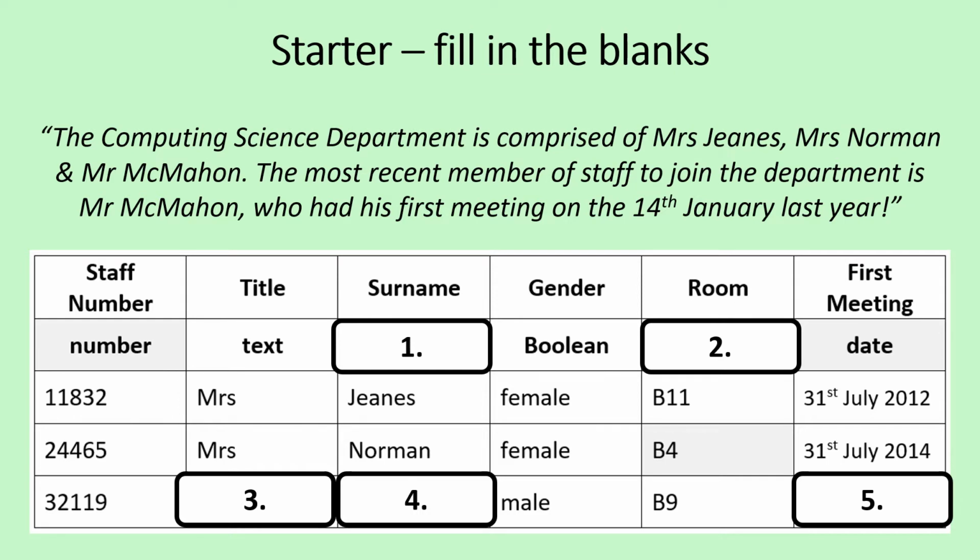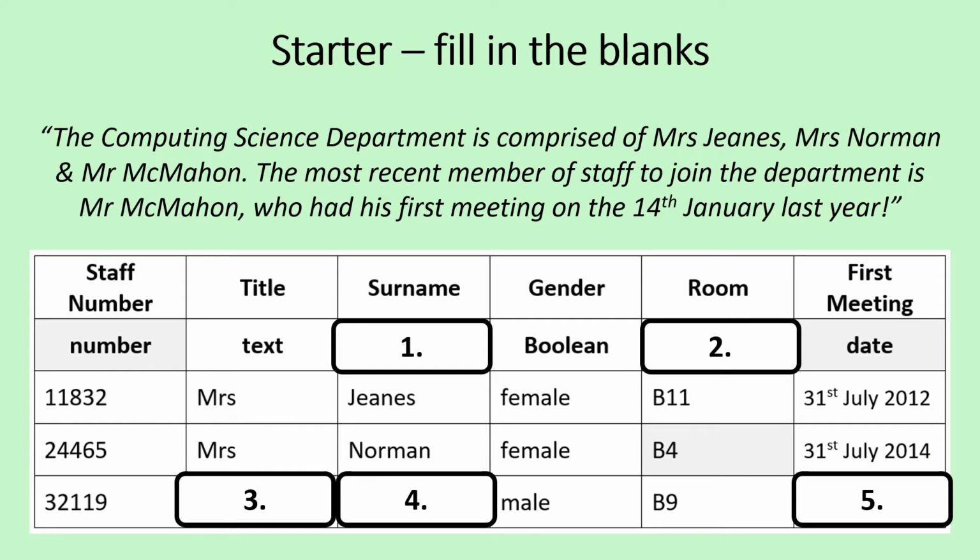Moving on then to number 3. Here's a title. Now, number 3, you have to fill out with the actual piece of information. And as I said, you'll find the answers in the paragraph at the top. So if you've read that, you'll know that number 3 and 4 should be Mr. and McMahon. Okay, because it's the third person in the computing science department. So number 3 is Mr. Number 4 is McMahon.